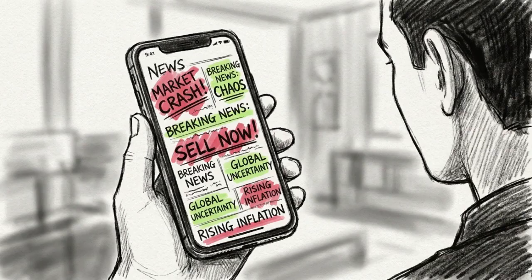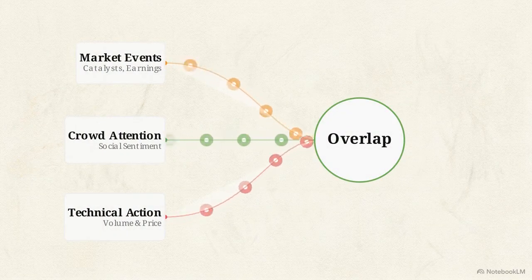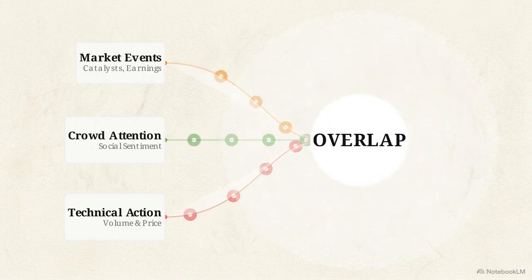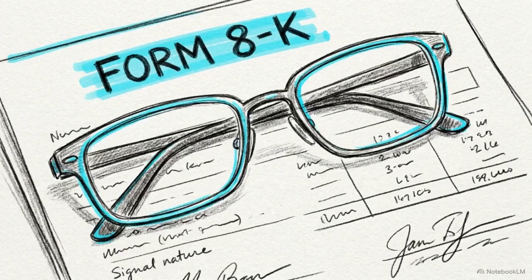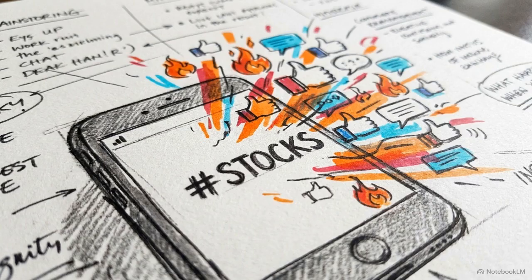Step 1 is sourcing our tickers. Most traders just scroll a newsfeed and jump at the first headline they see. Instead, we use the overlap method to cross-reference 3 distinct data streams. The first stream covers market events, tangible catalysts like earnings reports, analyst upgrades, or SEC filings. The second stream is crowd attention, which tracks social media buzz and mainstream momentum.